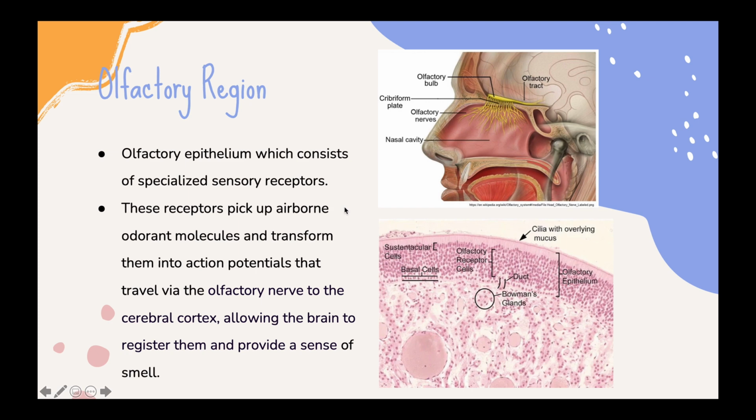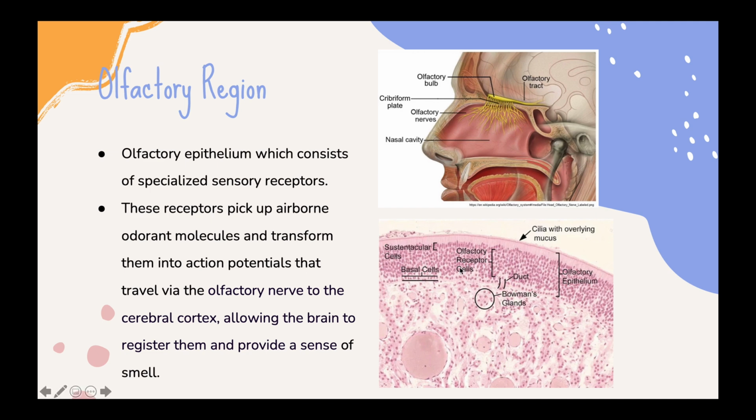So the next one is the olfactory region. The olfactory epithelium consists of specialized sensory receptors. These receptors pick up airborne odor molecules and transform them into action potentials that travel via the olfactory nerve to the cerebral cortex, allowing the brain to register them and provide a sense of smell.